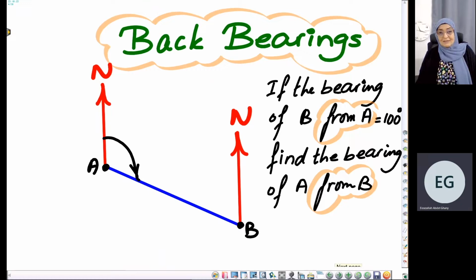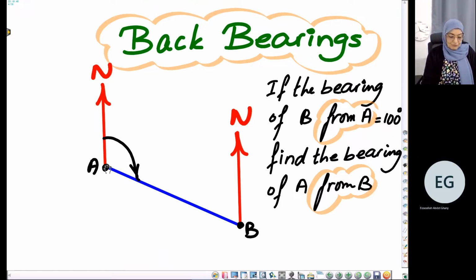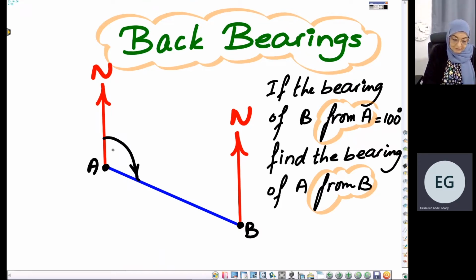Now, there is a lesson which you should know before you go to any example, that is the back bearing. What is the back bearing? For example, if the bearing of B from A, north at A, is 100, put your pencil on the north, clockwise direction, watch the arrow. This angle is 100 degrees.